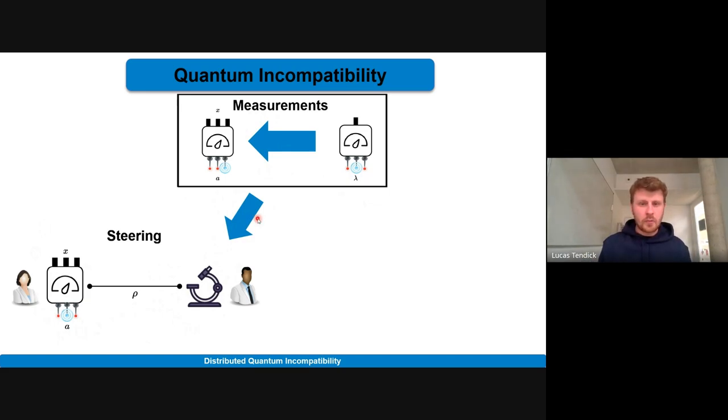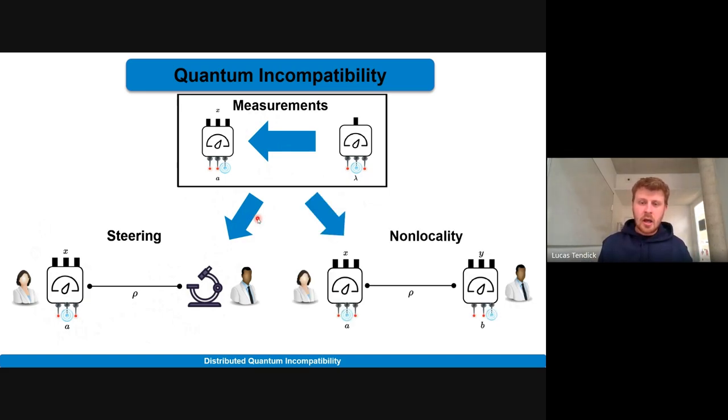In particular, it's necessary. And then we have a similar thing for nonlocality, where Bob also doesn't trust his measurement device at all. We now have a black box on Alice's and Bob's side. They still want to certify maybe that the state is entangled, but maybe also some properties of the measurements. And what we can learn about the measurements will also get us to learn something about nonlocality and steering.